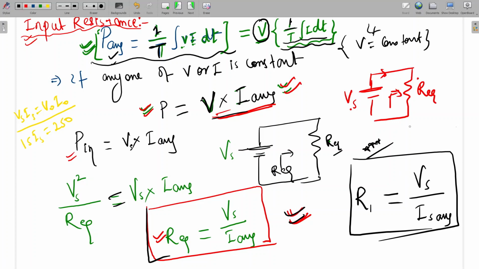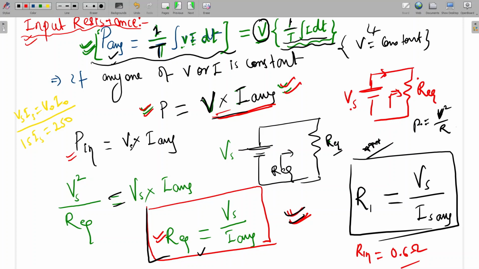Okay, so what will be the R equivalent? Can anyone tell what the value will be in this case? What will be the input resistance? P is equal to V square by R, we know. So R will be P by V square. P is how much? Sir, 0.6. 0.6 ohm. R input will be 0.6 ohm.